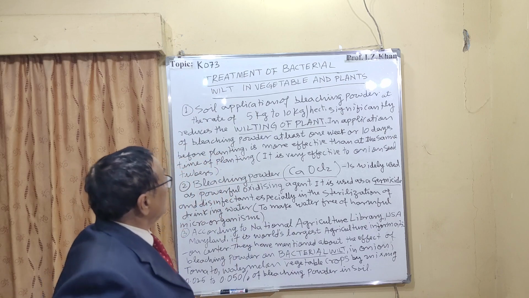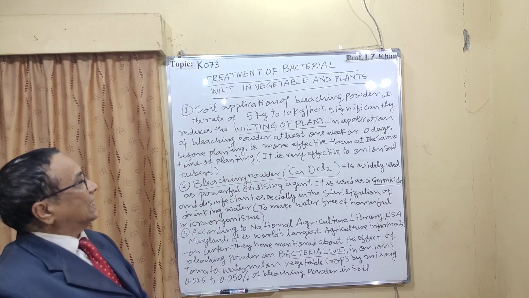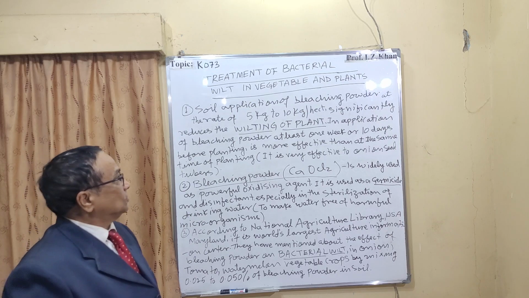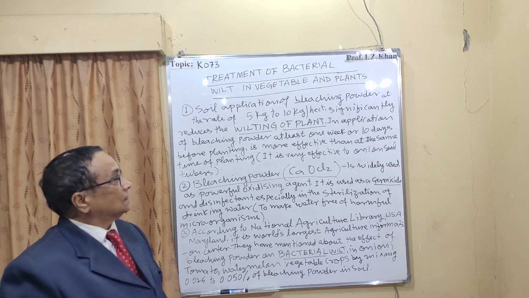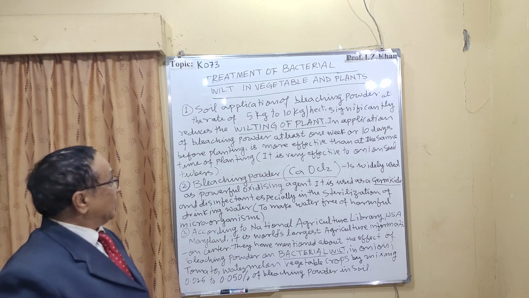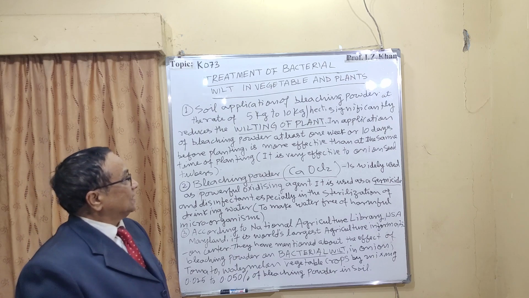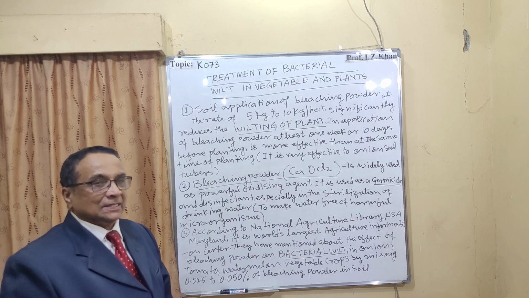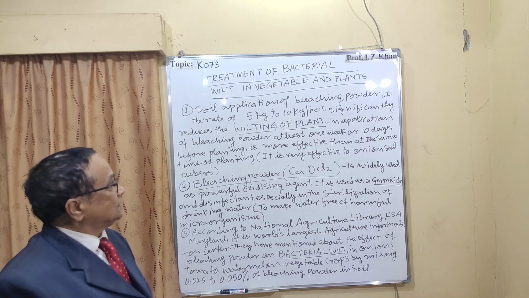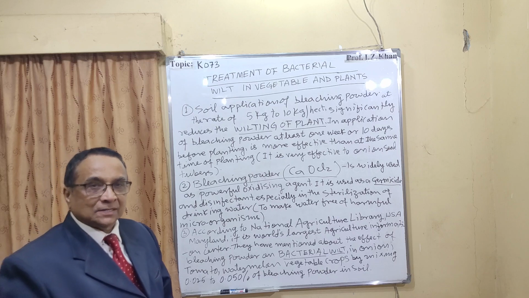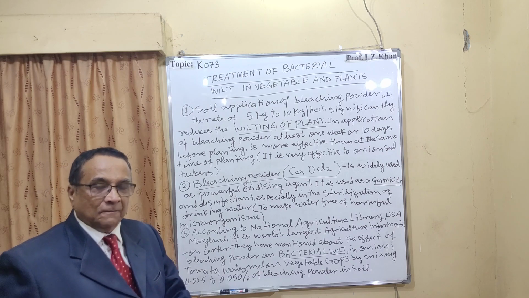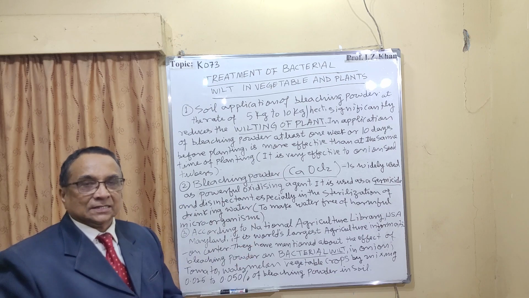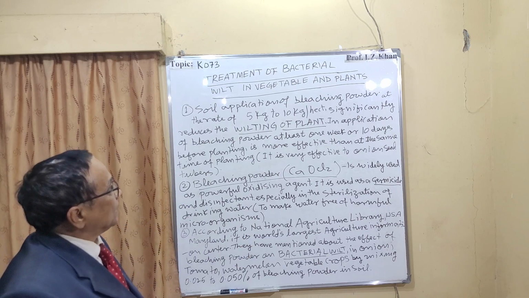So here number one, soil application of bleaching powder at the rate of 5 kg to 10 kg per hectare significantly reduces the wilting of plants, and wilting of plants means it is a bacterial disease where xylem is damaged, and the transportation of water from root to top, leaf and fruit is stopped or checked.